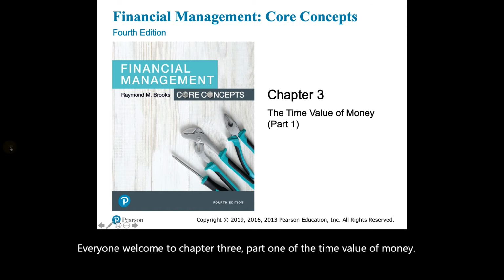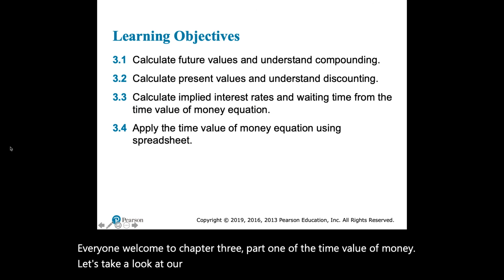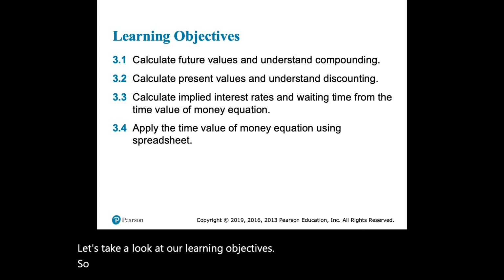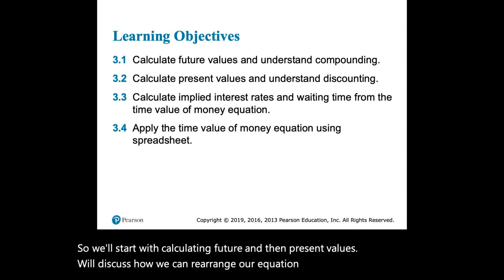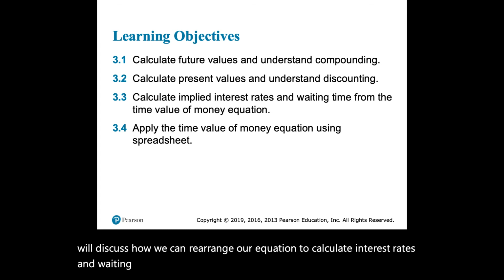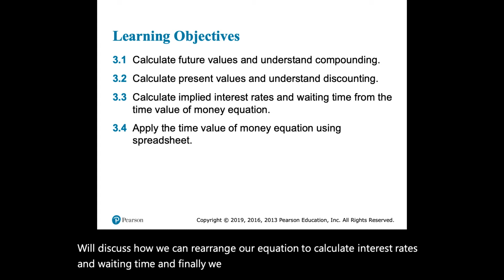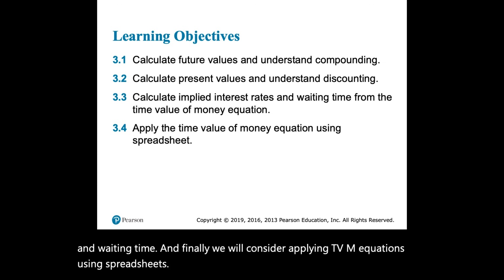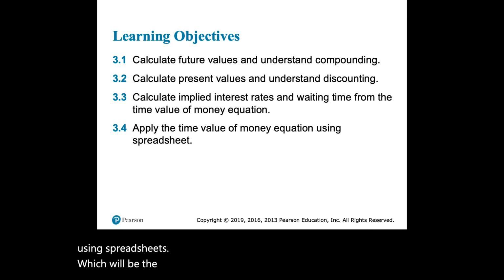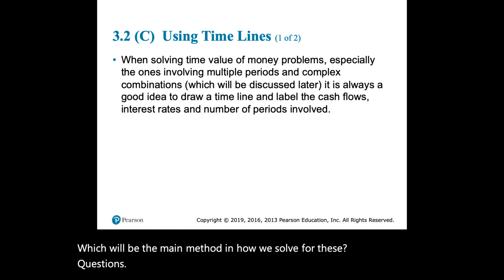Let's take a look at our learning objectives. So we'll start with calculating future and then present values. We'll discuss how we can rearrange our equation to calculate interest rates and waiting time. And finally, we will consider applying TVM equations using spreadsheets, which will be the main method in how we solve for these questions. Before we discuss calculating any questions, I do want to discuss using timelines.